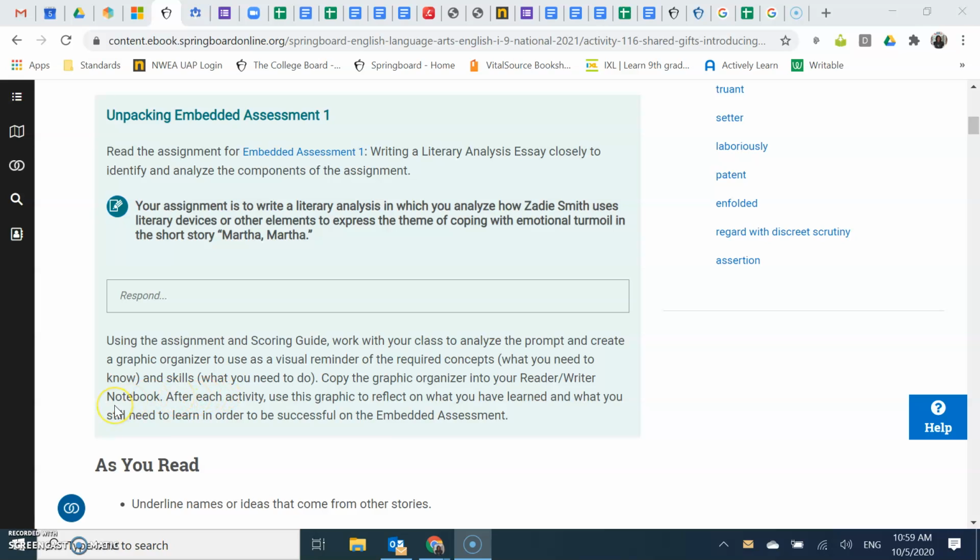And then you don't have a reader's writer's notebook. So what we talk about from here on is going to be directly related to what you do in your literary analysis at the end of quarter 1. Starting with using literary devices, we're going to review what literary devices are and then other elements. And then also we're going to talk about themes some more.